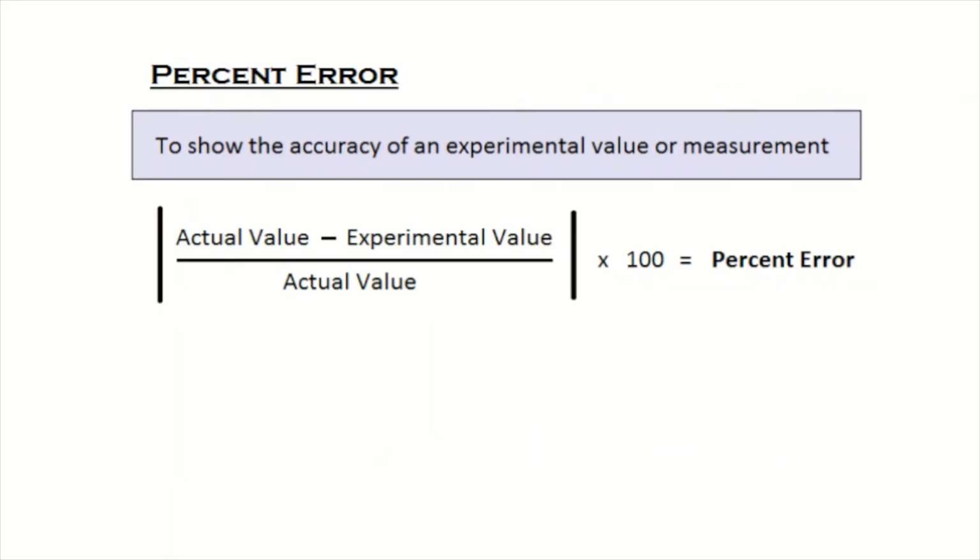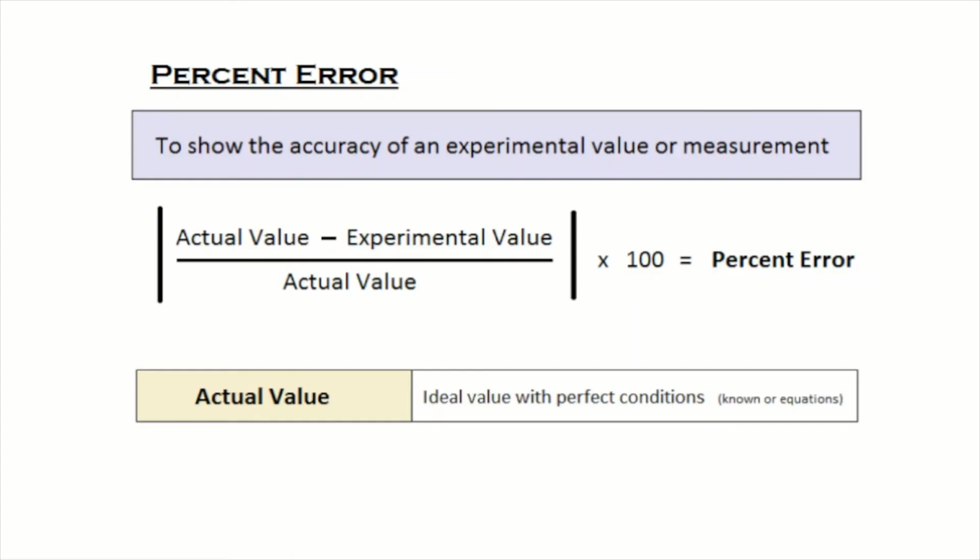Percent error is just a way to show accuracy. The equation's in the middle of the screen. It requires the value of the actual and the experimental, both of those. So the actual value, just know that this is the ideal value. It's if conditions were perfect. Your teacher may have told you this before you even started the lab. Maybe she said, hey, the number's 10. That's what you guys are looking for.